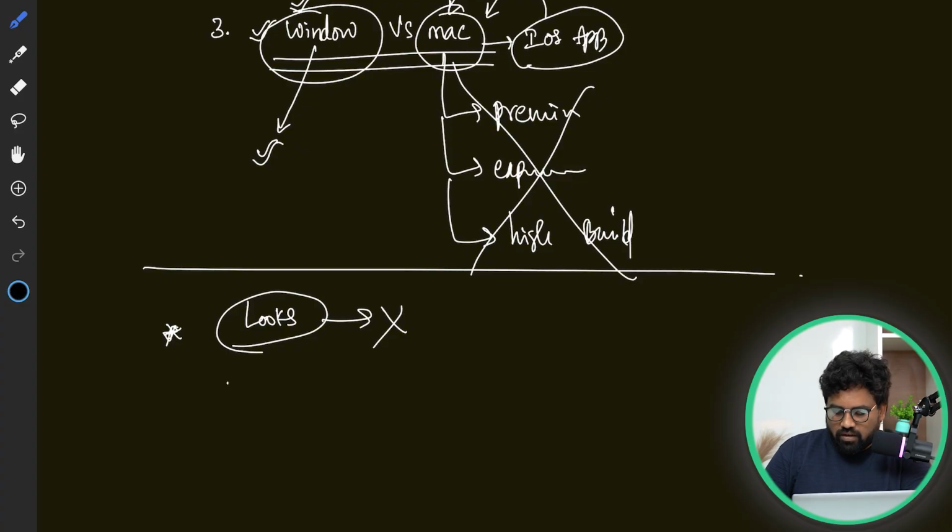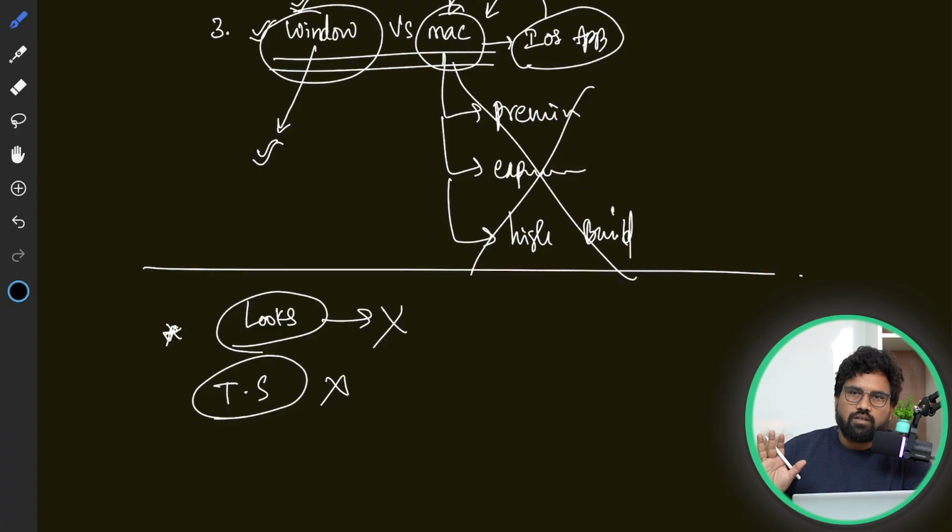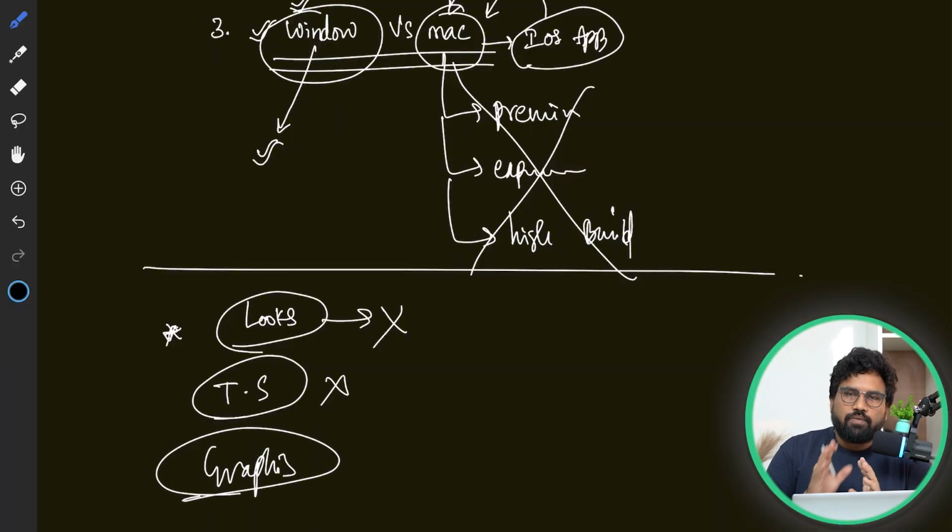And the second one, touch screen. We don't need touch screens, so you can directly choose any laptop. And you can compromise on the graphics. As a student, for programming, medium level laptops are enough. You don't have to go with advanced ones.